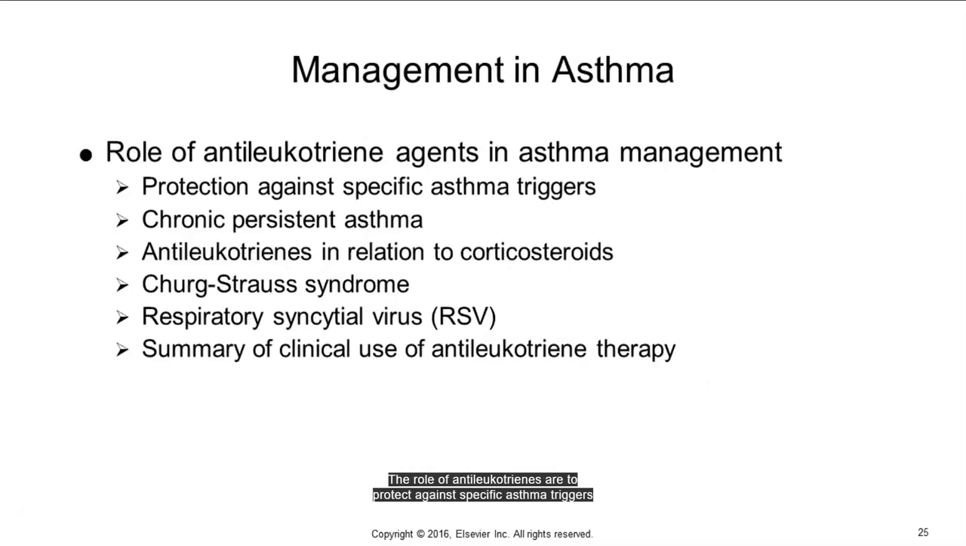The role of anti-leukotrienes is to protect against specific asthma triggers, and they are used for chronic persistent asthma. However, they do not necessarily negate the need for corticosteroids in asthma management, as they only work on one pathway of inflammation. Of special concern is the possibility of development of Churg-Strauss syndrome, which is a necrotizing vasculitis that can lead to major organ damage.